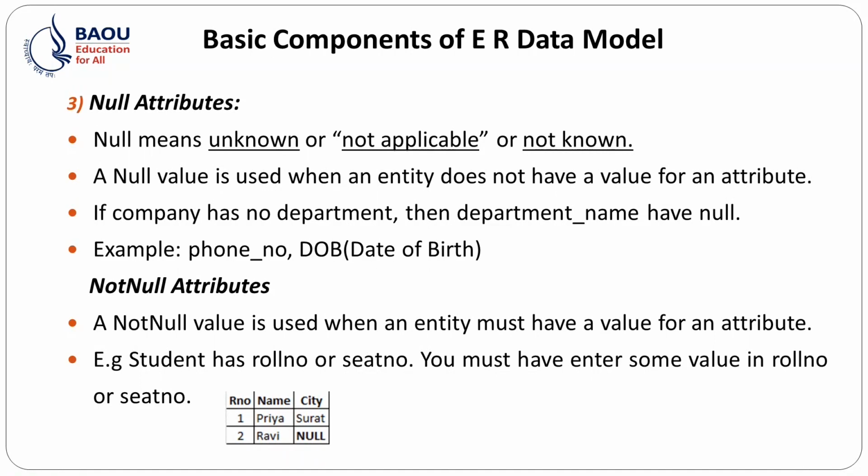of Ravi. Same as the not null attributes. What is not null attributes? Not null is used when the entity must have a value for the particular attribute. When the attribute values are compulsory to fill, then not null is used. For example, a student has a roll number or a seat number. You must enter some value in roll number or seat number. You cannot leave a space or a blank in a not null attribute.